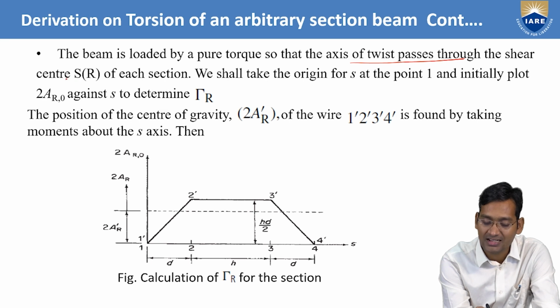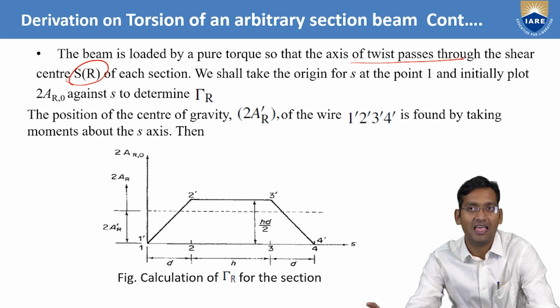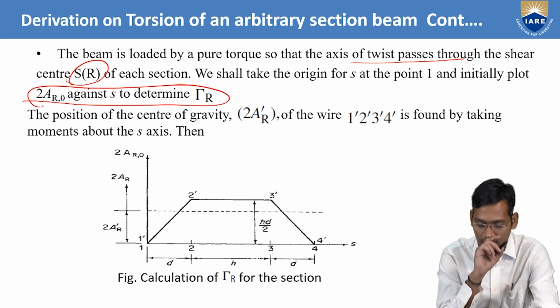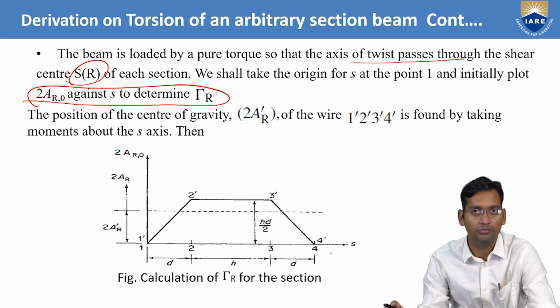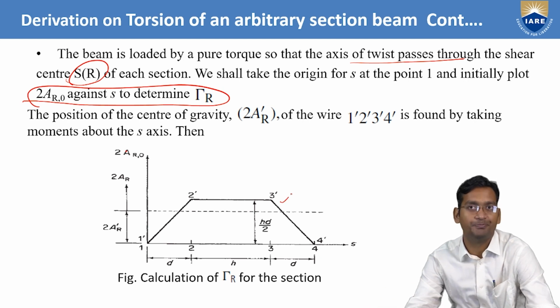So here at the shear center, the torque should be there. We shall take the origin for s at point 1 and initially plot 2a r naught against s to determine tau r. So first we will plot 2a r naught versus s. We plotted this one. Now this plot is directly given here.